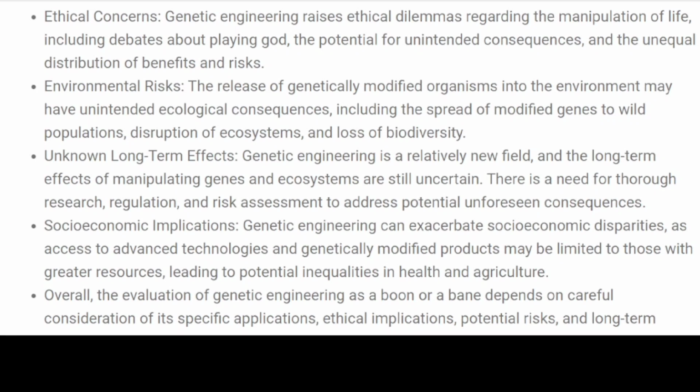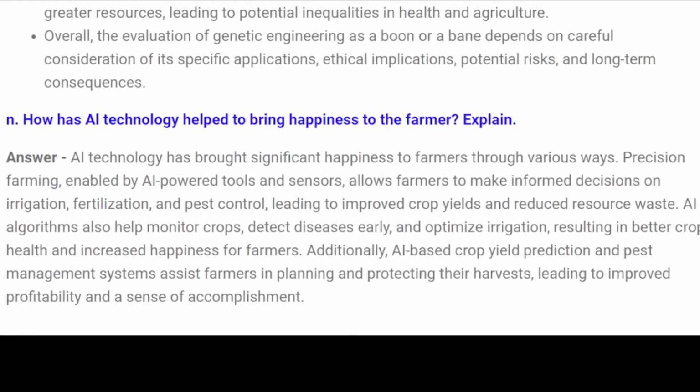Overall, the evaluation of genetic engineering as a boon or a bane depends on careful consideration of its specific applications, ethical implications, potential risks, and long-term consequences. N. How has AI technology helped to bring happiness to the farmer? Explain. Answer: AI technology has brought significant happiness to farmers through various ways.